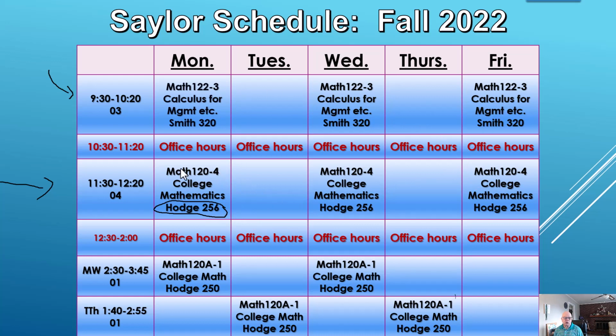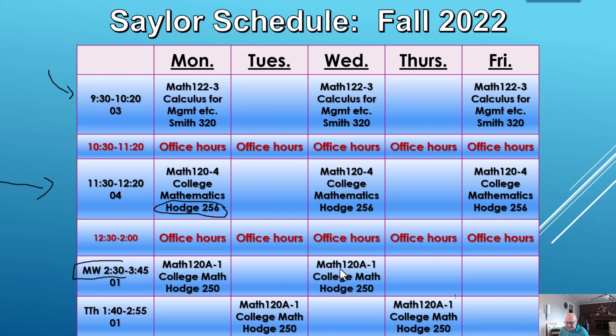Following that class at 12:20, when I'm finished with that class, I've got office hours again for about an hour and a half, and I'll be back in Hodge 228 again. At that time, on Monday, Wednesday, Friday, I've got office hours until about 2:30. And if you're in Math 120A, Section 1, that's in Hodge 250. And that's held on Monday and Wednesday at 2:30.